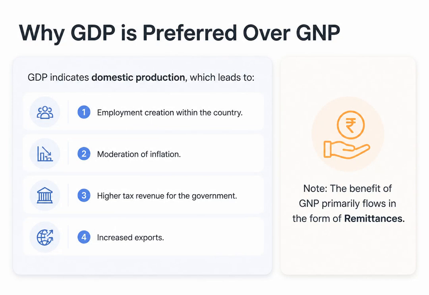You might wonder why policymakers in the media usually focus on GDP rather than GNP. GDP is preferred because it measures domestic production. High domestic production means jobs are being created inside the country, tax revenues are being generated for the local government, and export capacity is increasing. While a high GNP is good, the overseas portion of it mostly benefits the home country only in the form of cash remittances, rather than direct industrial growth.